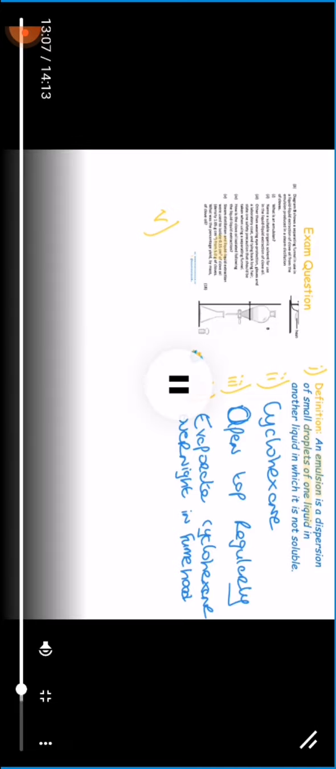Part 5 then is a calculation. It says steam distillation and liquid-liquid extraction were used to isolate 0.15 centimetres cubed of clove oil from 5 grams of cloves. Calculate the percentage yield by mass of the clove oil. So the first thing is that you have to find the percentage yield by mass. So we know that we have 0.15 centimetres cubed of the clove oil.